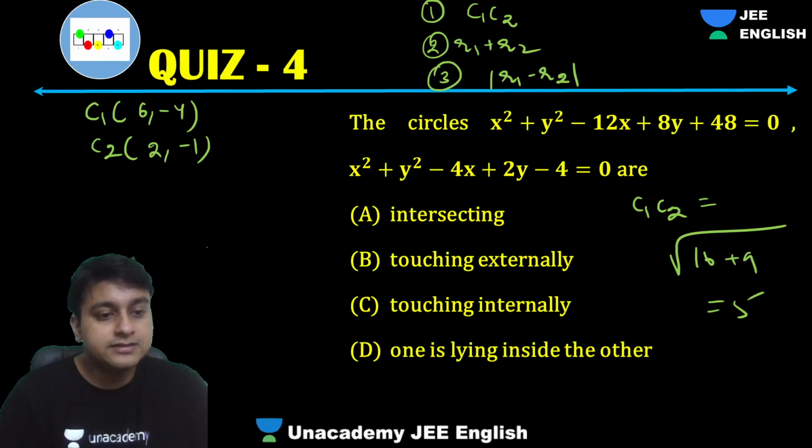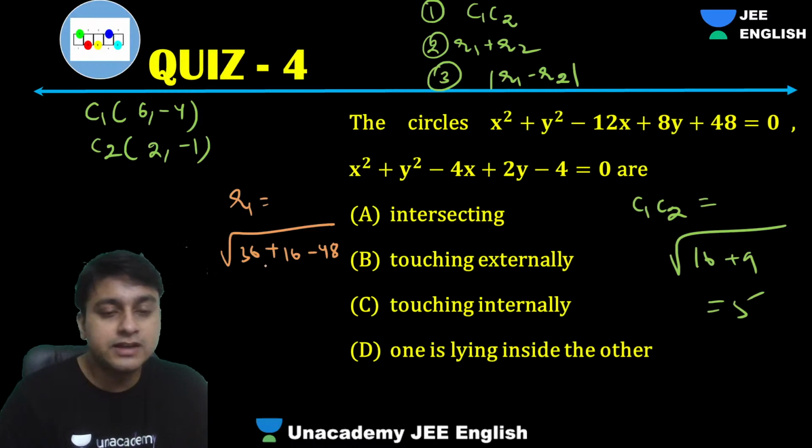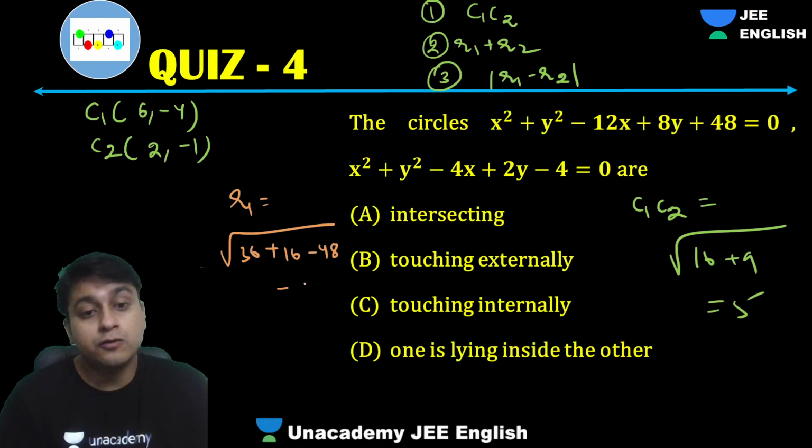Let's calculate the radii one by one. R1 will be what? Root under g square plus f square minus c, minus 48. So what is it guys? 52 minus 48, root of 4, that is 2.